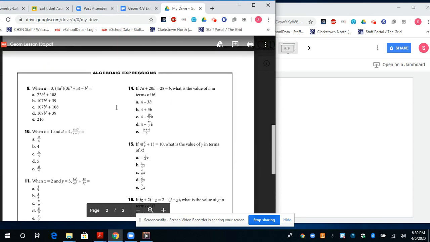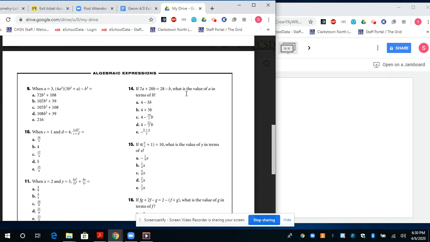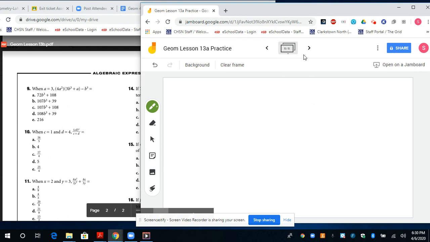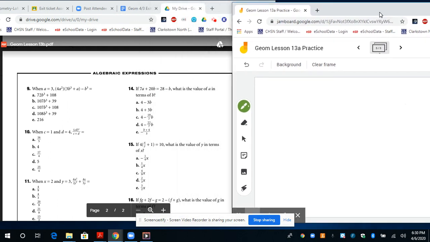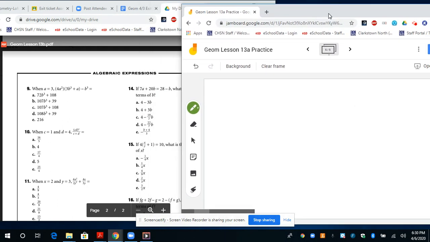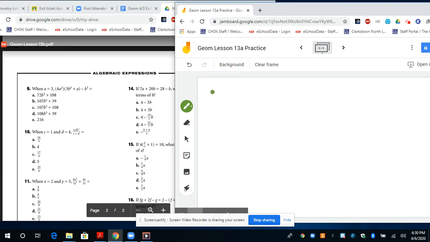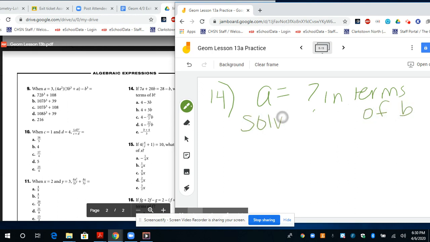For number 14, if 7A plus 20B equals 28 minus B, what is the value of A in terms of B? So something in terms of something else means that we want A to equal something. We're asking ourselves, A equals what in terms of B? So basically we want B in our answer, only B. So we're solving for A for this one.